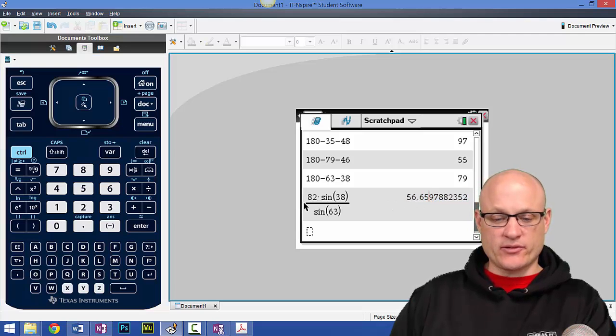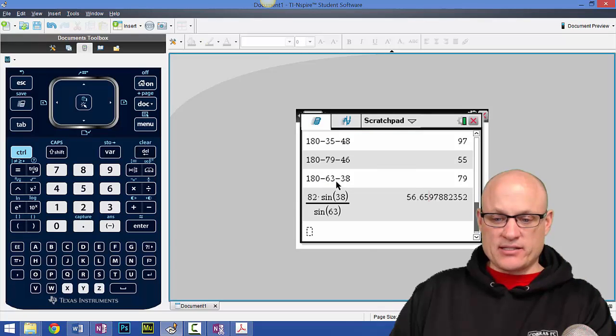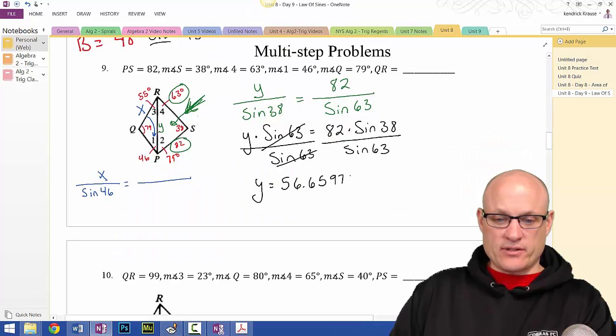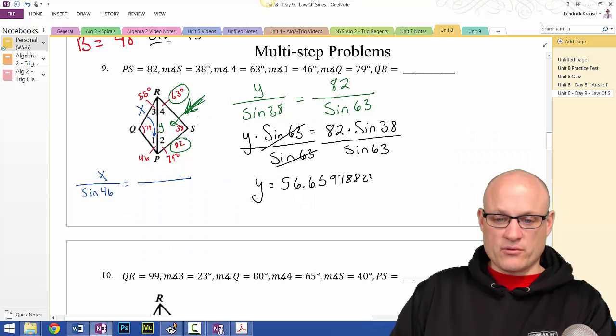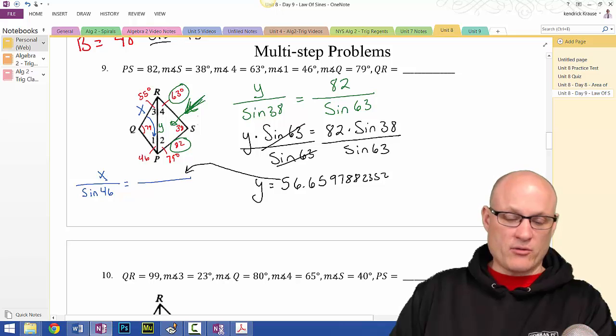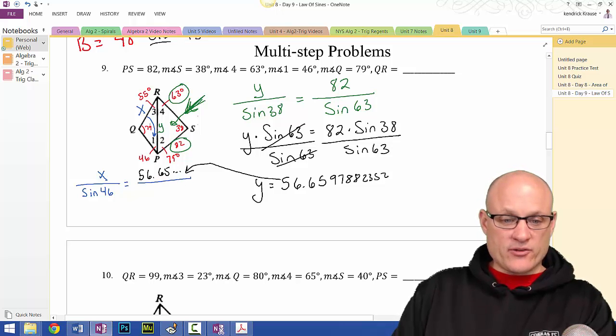So 56.65, 9788, 2352. This is going to be used now back in my original question. 56.65 dot dot dot, and that's this y value right here.